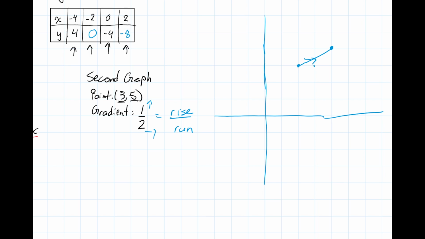And it works in the opposite way again. In the same opposite direction, if I decide to go to the left 2 spaces, I need to go down 1 space. So let's try that. We go over 1, 2, and we go down here. If you look at it, it lines up. So with the gradient, we can take the gradient in both directions, and that's what we're going to do to plot the rest of this graph.